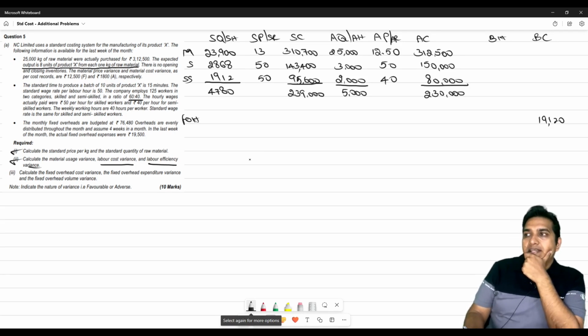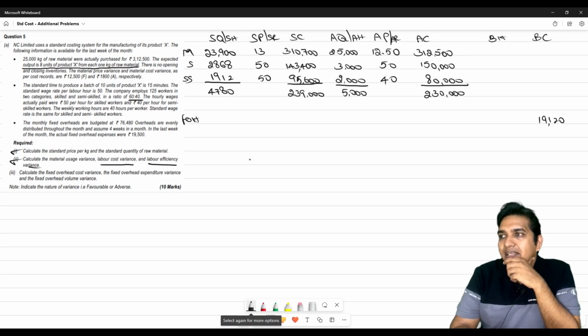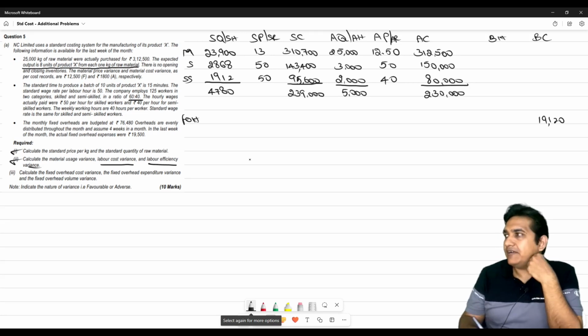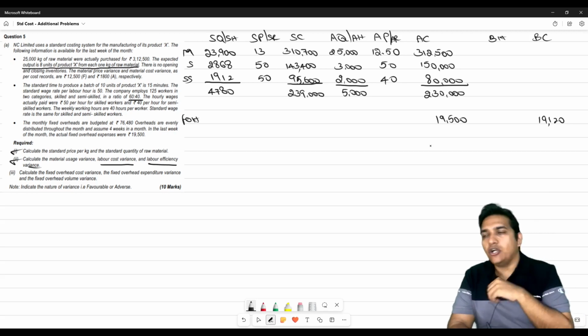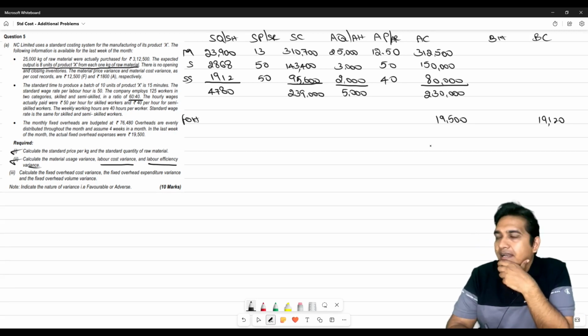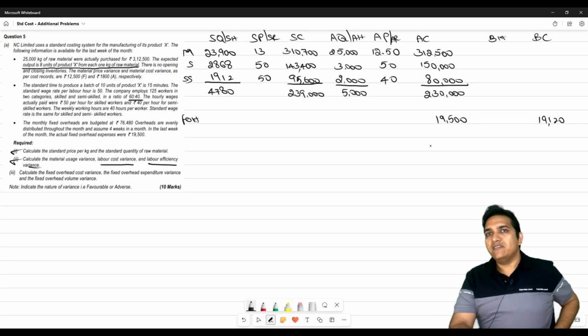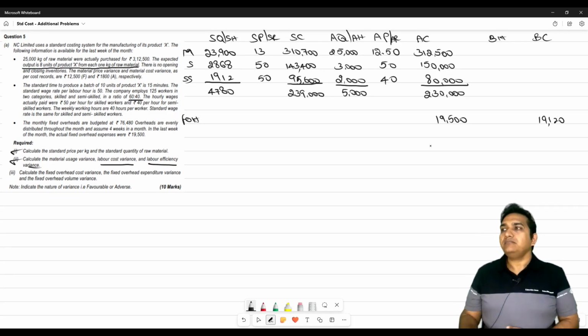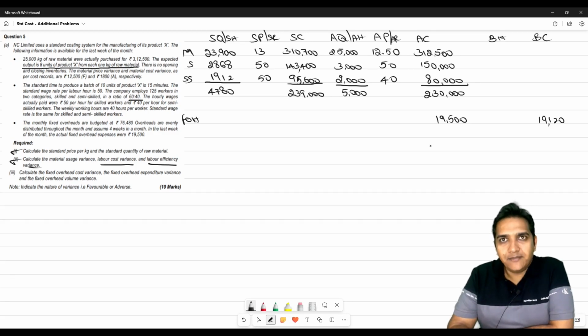Right? Next. Further, in the last week of the month, the actual fixed overhead expenses were 19,500. So we have 19,500 as my actual cost. Is there any other information related to overheads? No, they do not give us any other information. However, we have computed the standard hours and the actual hours for our labor. We can use the same hours for our fixed overheads as well.